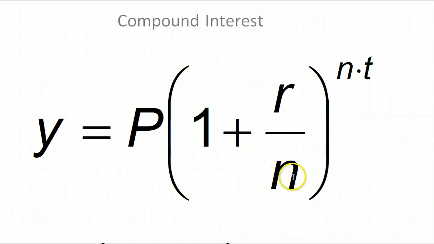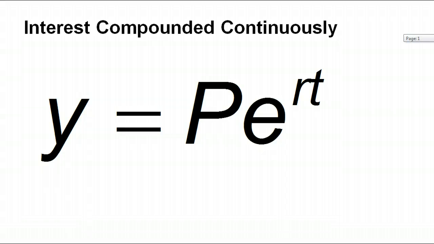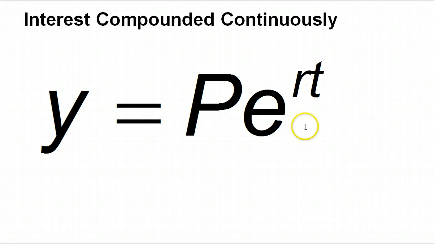interest. For example, semi-annually, n would be 2, twice a year. Quarterly, n would be 4 times a year. Monthly, n would be 12. Daily, n would be 365. On the other hand, if they don't give us a certain number of times a year, but instead they say we're just going to compound continuously, meaning all the time, then that's when we use this formula that doesn't have any n in it. E is a constant, approximately 2.72.